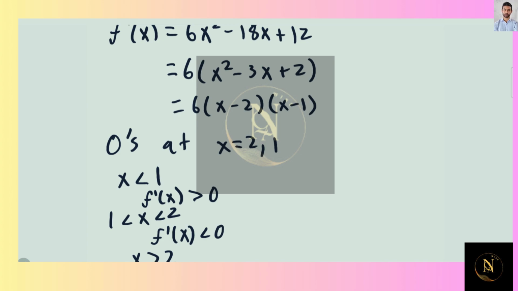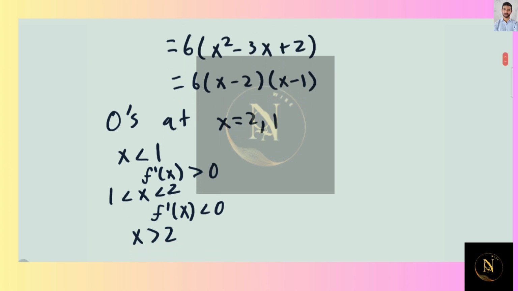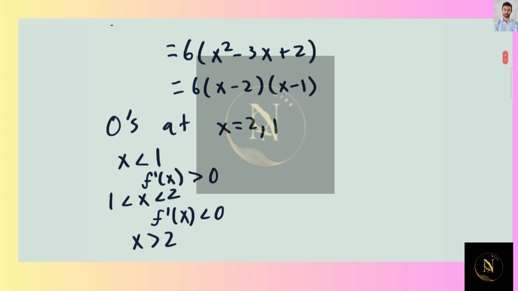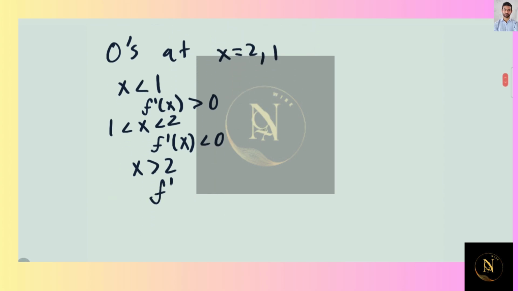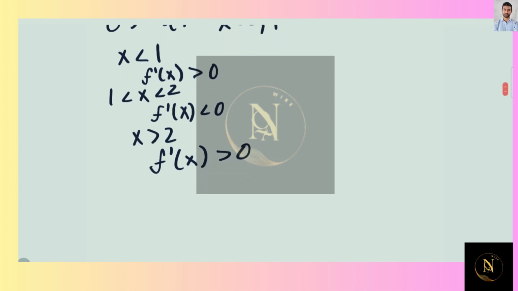And then the last interval that we want to look at is when x is greater than 2. So let's just plug in 3. We get 3 minus 2, which is positive, 3 minus 1, which is positive. So positive times a positive is positive. So our derivative is greater than 0 on this interval as well. And now we know where our function is increasing or decreasing.